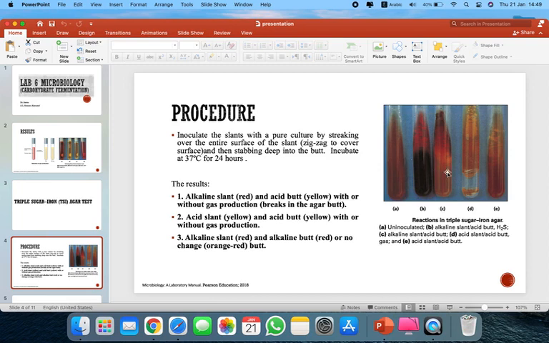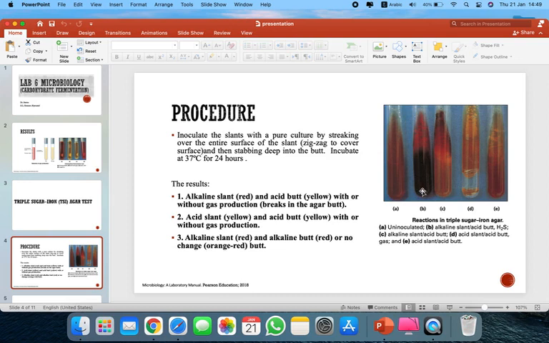Look here. This portion is called the butt. This portion is called the slant. You will see two different colors here. So if I say the color in the slant, you have to focus here. And if I say the color in the butt, you have to focus here.